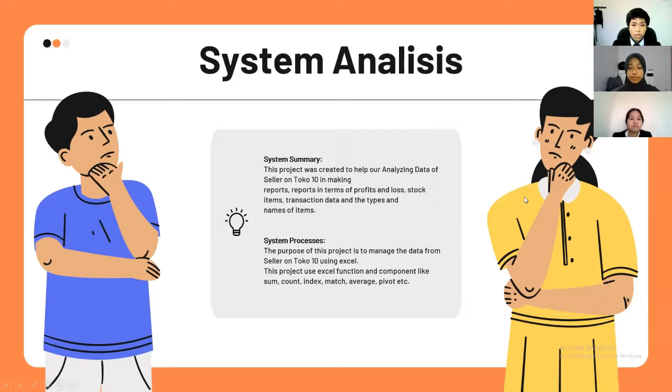In the system summary, this project was created to help analyze data of sellers on Toko10 in making reports in terms of profit and loss, stock items, transaction data, and the types and names of items. The purpose of this project is to manage the data from sellers on Toko10 using Excel. This project uses Excel functions and components like sum, count, index, match, average, pivot, etc.